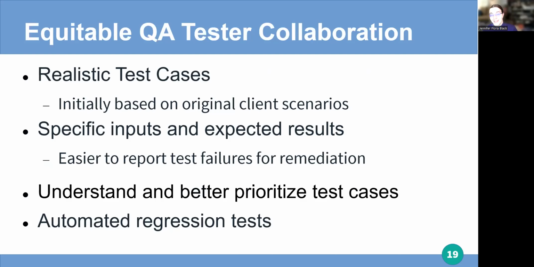We also had better test cases, from our quality assurance testers. They built their test cases using our original client scenarios. And so we had very specific inputs and expected results, and that made it much easier for them to report test failures for remediation. They could also understand and better prioritize the test cases, and then once they're set, incorporate them into automated regression tests. So we have an automatic check on this, again built using examples.